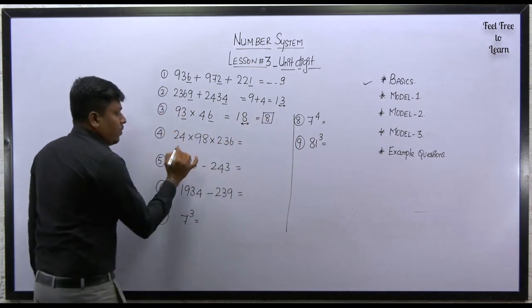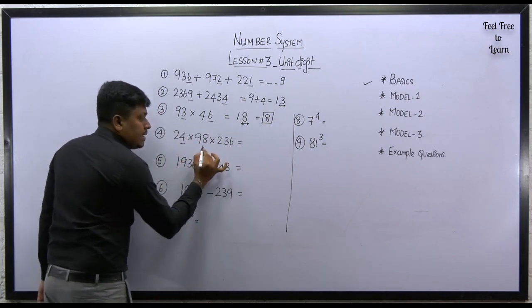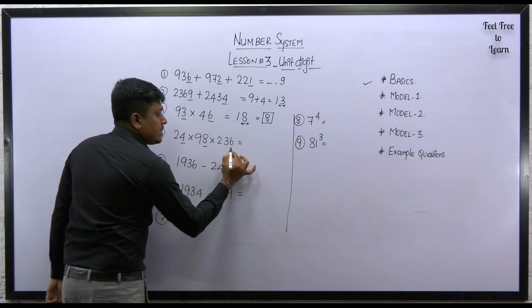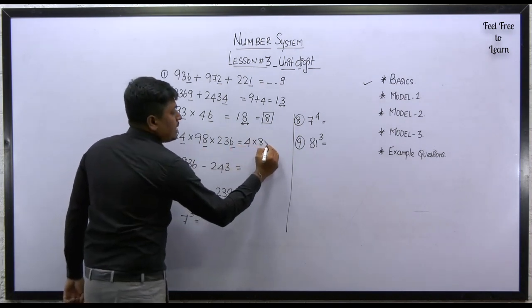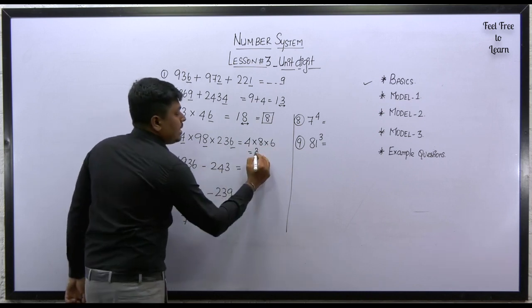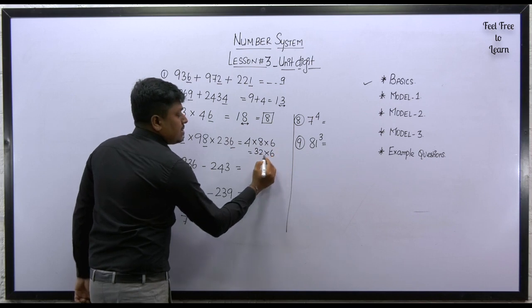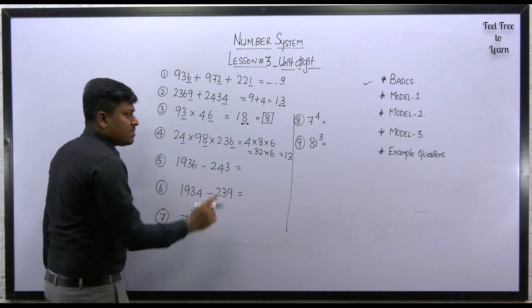So question number 4. Here we have 24, so 4, 98, here we have 8, 236 is 6. Got it? So we have to multiply 4 into 8 into 6. So 8 into 4 is 32 into 6. So 6 into 2 will be 12. So the last digit will be 2.